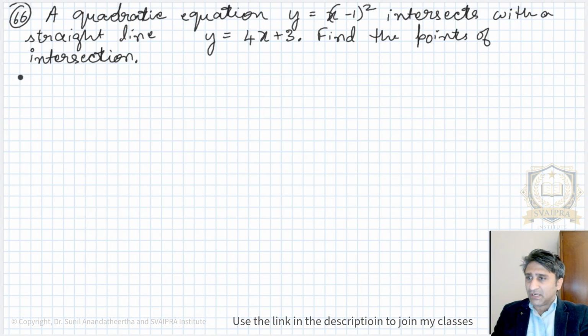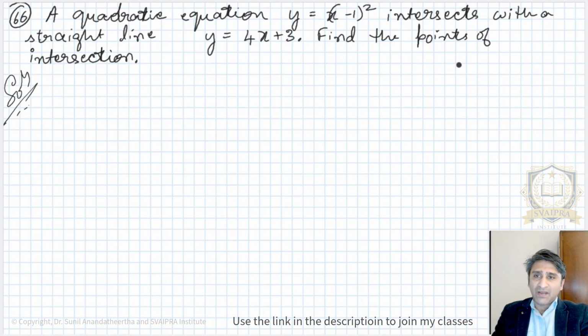Hello, so we have another intersection problem. We have a quadratic equation y equals (x minus 1) whole squared, and that's intersecting with a straight line y equals 4x plus 3. We have been asked to calculate the points of intersection of this parabola and the line.